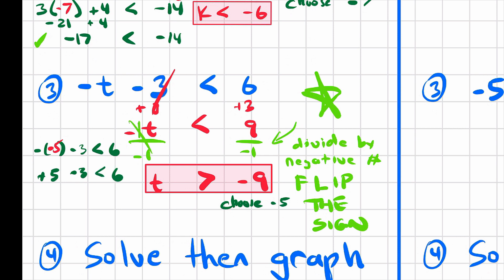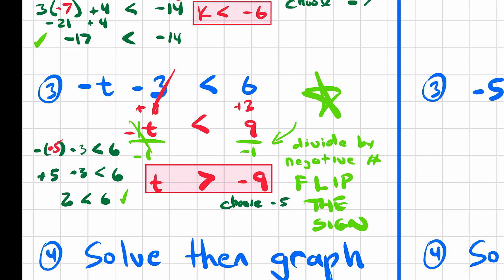Well, let's check. What is 5 minus 3? It is going to be 2. Okay, now is 2 less than 6? Well, yes it is. 2 is definitely less than 6, so we would say that this has been verified.